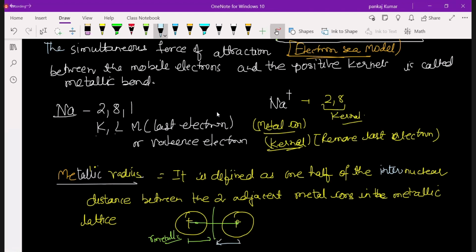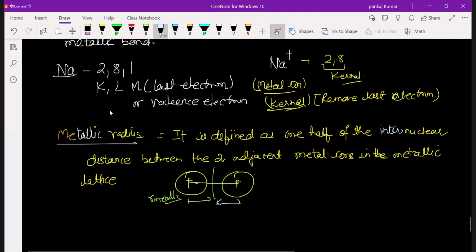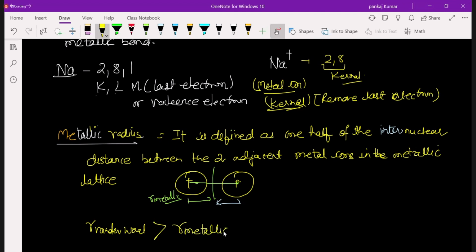So basically, if you see all three radii, which is the bigger one? The radius of van der Waals is the biggest. Next is the radius of metallic, second, and third, the radius of covalent is the smallest. So this is the decreasing order of the radius. I think now it's clear. Easy only.